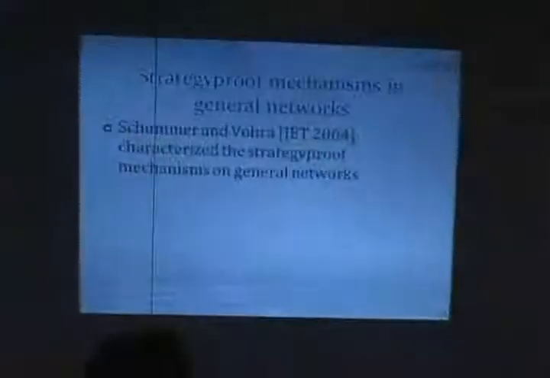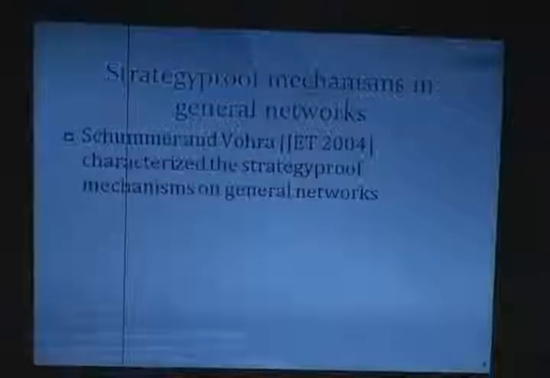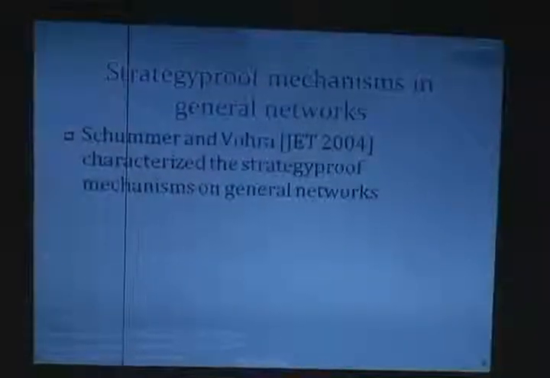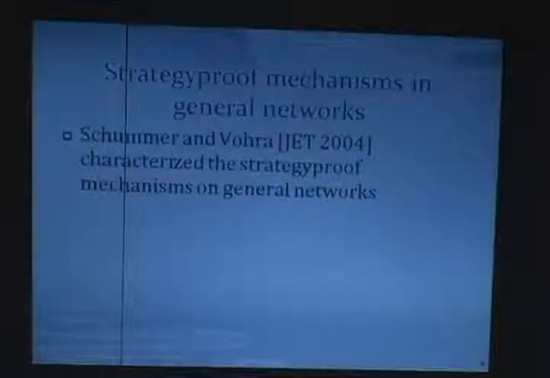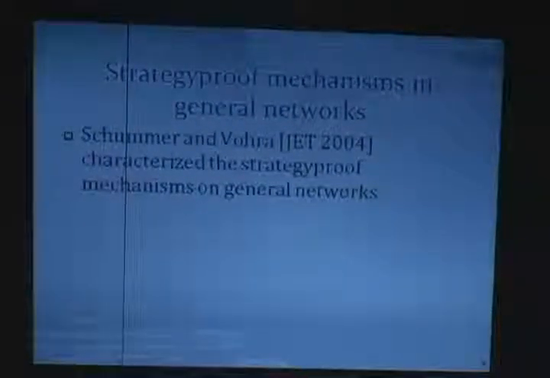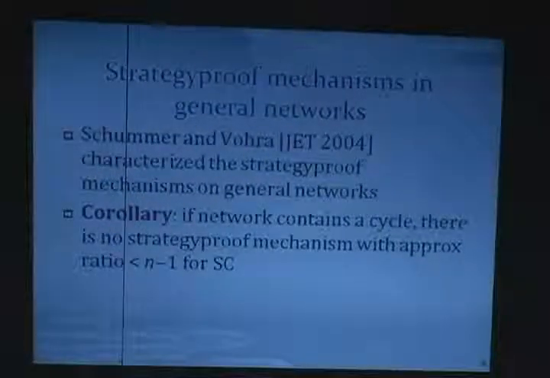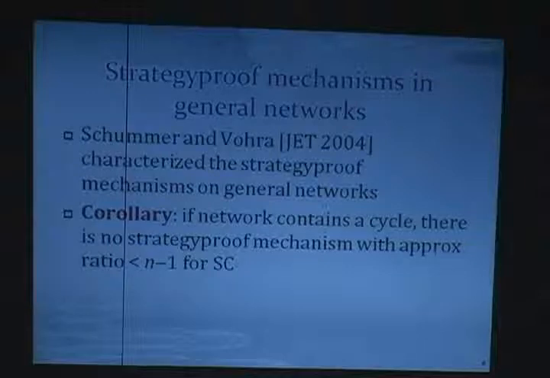Okay, so I guess the natural question at this point is what happens if instead of a tree, we have a general network? And there's a beautiful paper by Schummer and Vohra that talks about this setting. They talk about exactly the same setting as we do, in JET 2004, the Journal of Economic Theory, and they characterize the strategy-proof mechanisms in this setting. I don't want to give you the exact characterization, but you can get the following corollary as an immediate result: if the network contains a cycle, if it's not a tree, then any strategy-proof mechanism cannot give an approximation ratio better than n-1, better than the almost trivial thing.